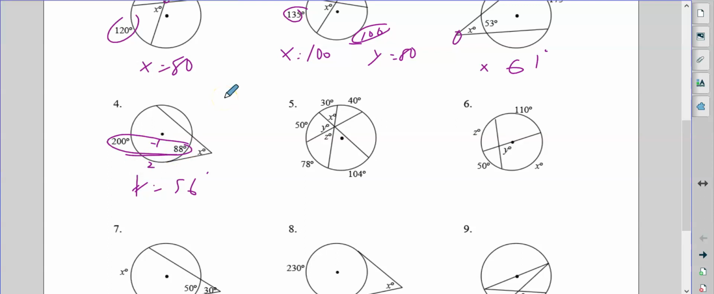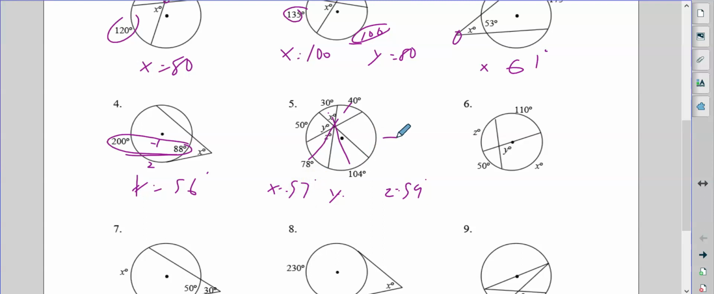Now in this one, we need x, y, and z. Now for z, we have the vertical angles right there. So if we add 78 plus 40, we get 118. And if we divide by 2, we get 59. And for x, we have our vertical angles of 104 plus 30, 134 divided by 2 is 57 degrees.